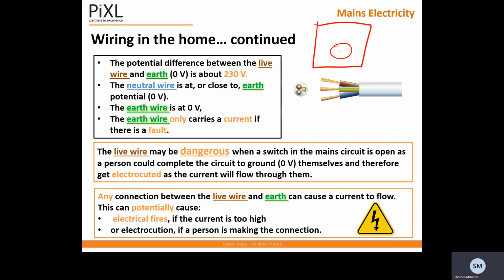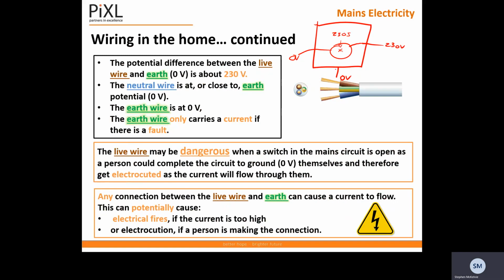Here is my component. I've got 230 volts coming in, wired up to my component. I have got 0 volts coming out, where it's going to return back into the plug in the wall and complete the circuit for the flow of coulombs. When all is well and good, I've got 230 joules of energy being transferred to my component. The earth wire is connected to my metal casing, and it will normally have 0 volts running through it.